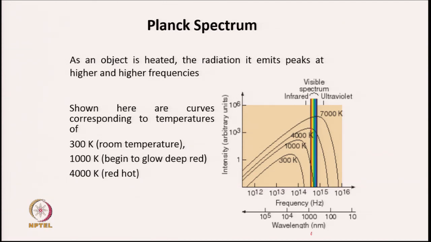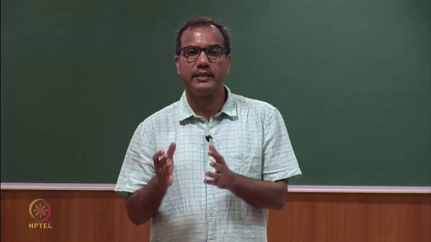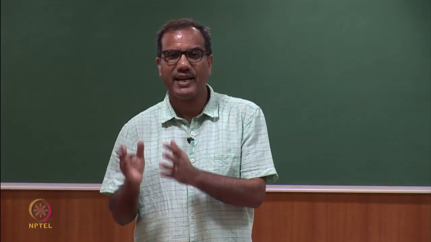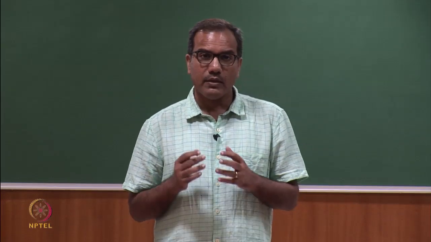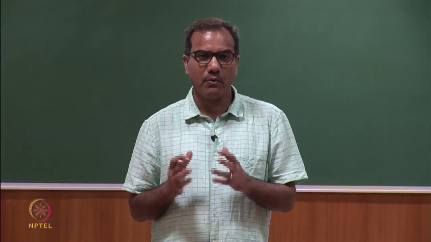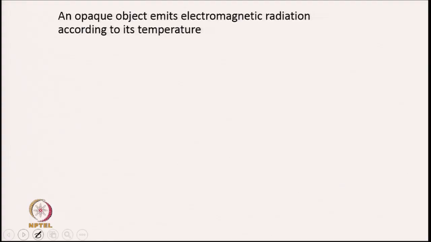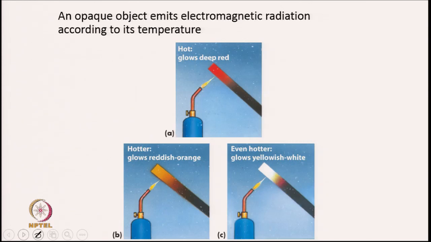At 4000 K, you can see the maxima is here, and if you go to 7000 K, the maxima covers all the wavelengths in the visible region, and that is why it looks white hot. So, as an object is heated, the radiation it emits peaks at higher and higher frequency. An opaque object emits electromagnetic radiation according to its temperature.